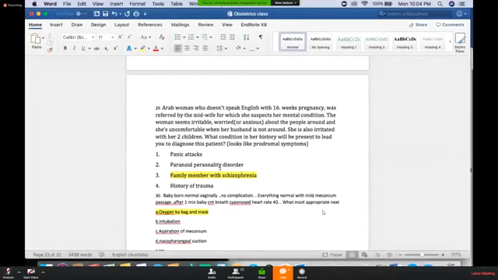Next, Arab woman comes. An Arab woman who doesn't speak English, with 16 weeks of pregnancy, was referred by the midwife, who suspects a mental condition. The woman seems irritable, worried about the people around, and she is uncomfortable when her husband is not around. She is also irritated with her 2 children. What condition or history will present to lead you to diagnose this patient?